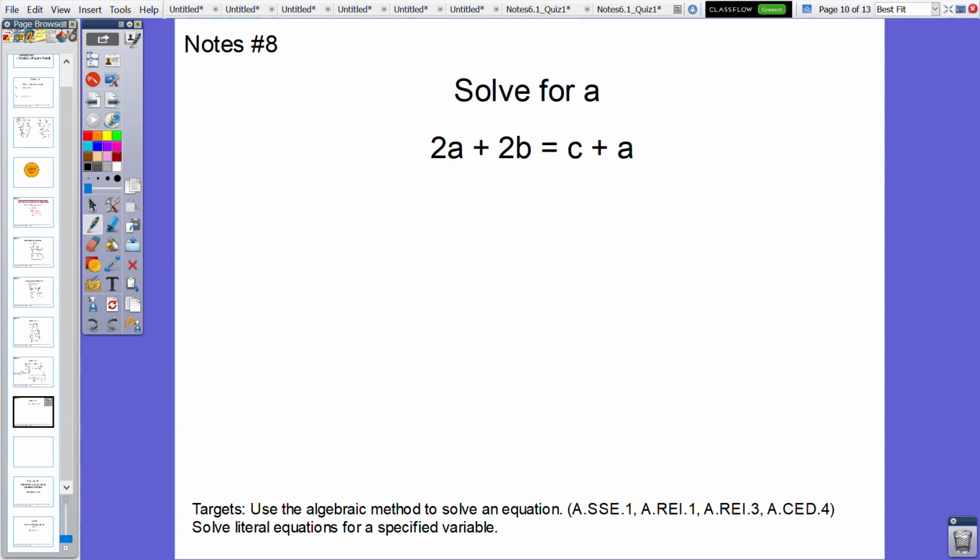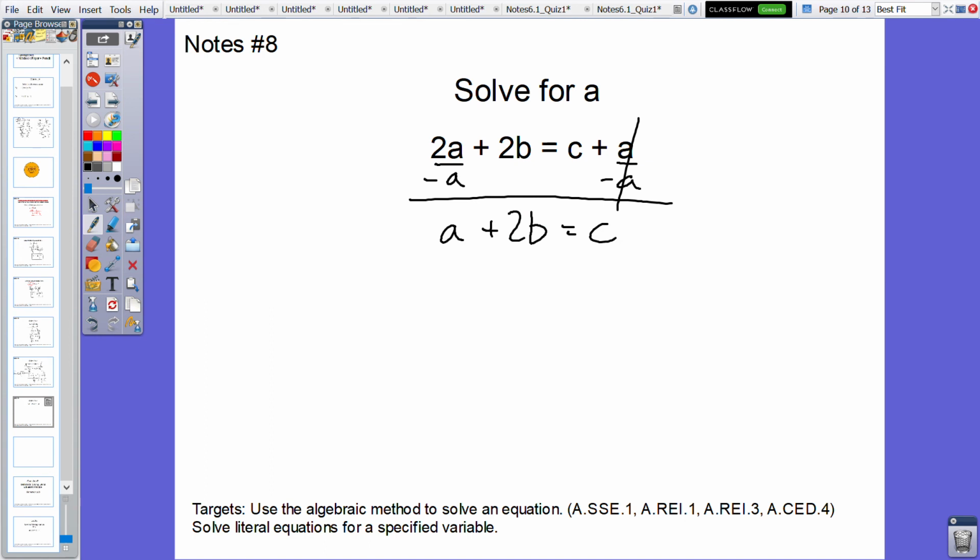Solve for a. 2a plus 2b is equal to c plus a. Okay, so once again, the variable I'm solving for is on both sides of the equal sign, therefore I want to move it over to where I have the least amount of negatives possible. And that's going to be moving this a, the single a on the right side, over to the left. So I'm going to subtract a and subtract a. A's cancel on the right side, 2a take away 1a is just 1a. So 1a plus 2b is equal to c.